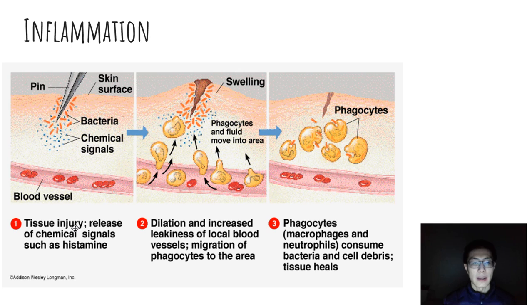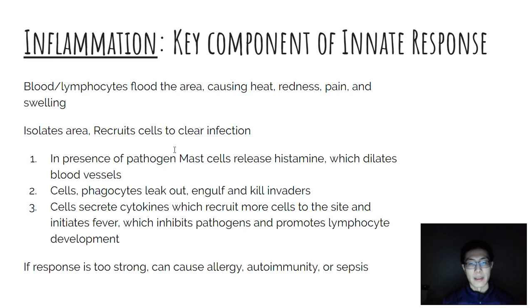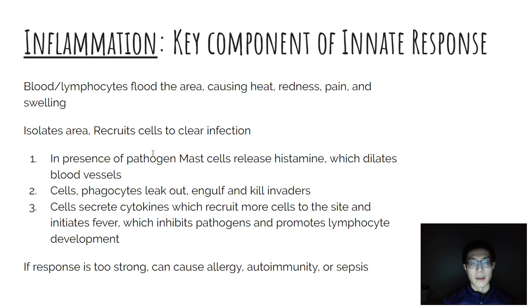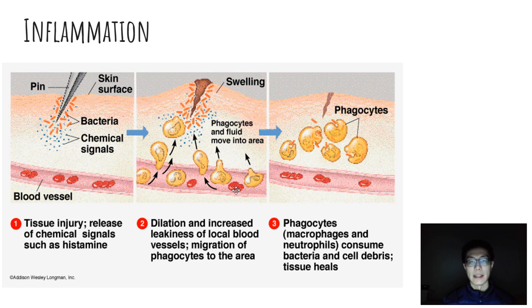There's going to be some kind of a chemical release. So what we're perhaps seeing here is the mast cells. So the mast cells are going to be releasing certain chemicals, such as histamine, and that histamine is ultimately going to cause dilation of those blood vessels. So we see a dilation and increased leakiness of the local blood vessels that are near that site of injury. And we're going to see a migration of phagocytes, so these cell-eating cells, into those areas, these macrophages.